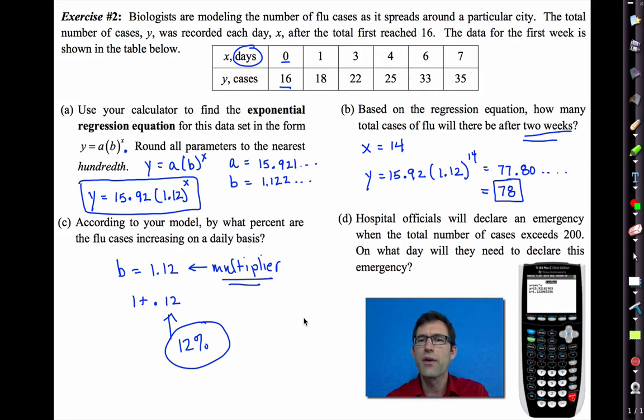Hospital officials will declare an emergency when the total number of cases exceeds 200. On what day will they need to declare this emergency? Well, what tools do you have at your disposal that will allow you to figure this out? Pause the video and try to figure out what day they need to declare an emergency on.